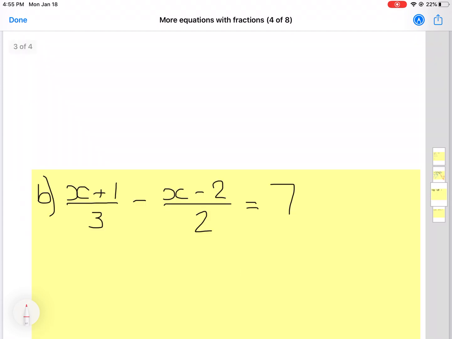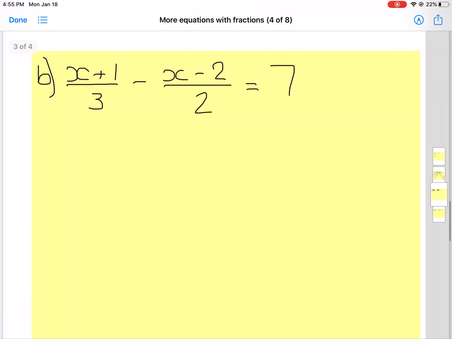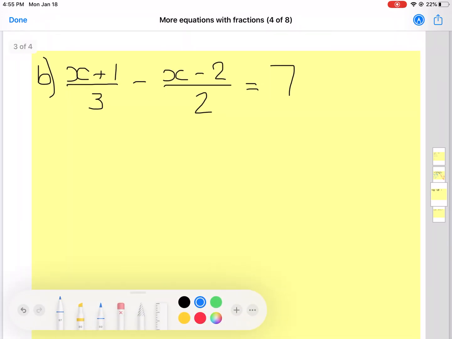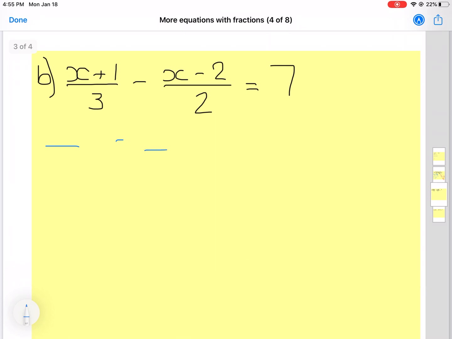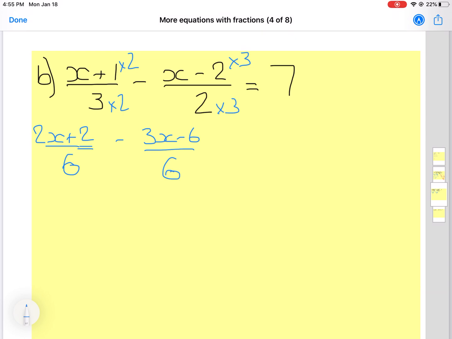The next one here is slightly trickier because we have that negative involved. So the process is the same, it's just some of the terms will be slightly trickier because of the negative. So we need a common fraction here, a common denominator. We're going to make that 6 because we can multiply the first fraction by 2 and the second fraction by 3. Okay, so that gives us 6 in the bottom of the first fraction and 2x plus 2 on the top. 6 on the bottom of the second fraction and 3x minus 6 on the top.